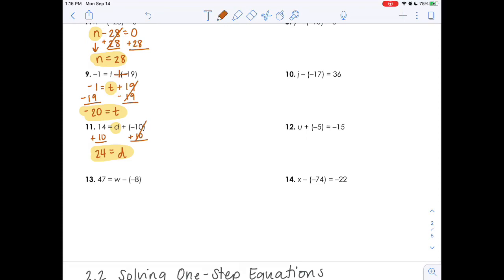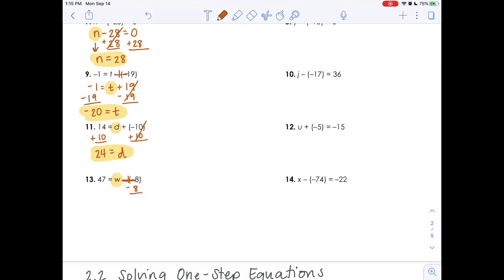Now we're going to take a look at number 13. 47 equals w minus negative 8. So I'm going to go ahead and simplify minus negative. What that means is we're really going to be adding, w plus 8. My variable here is w. So to get the w by itself and undo a plus 8, I'm going to subtract 8.